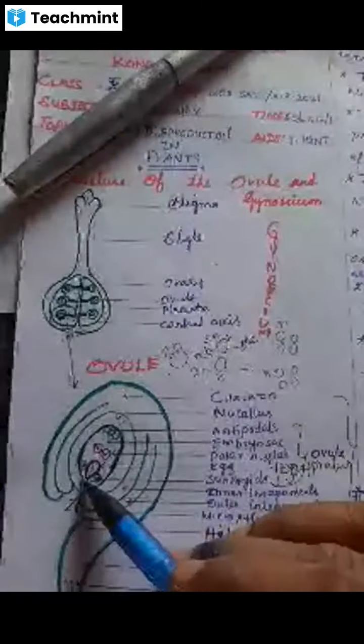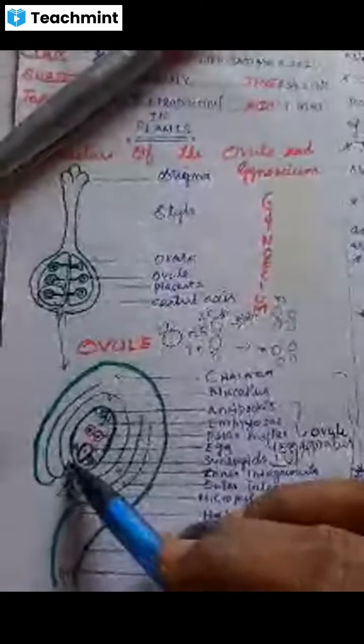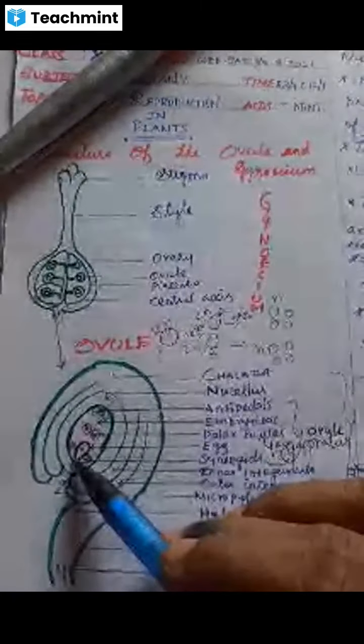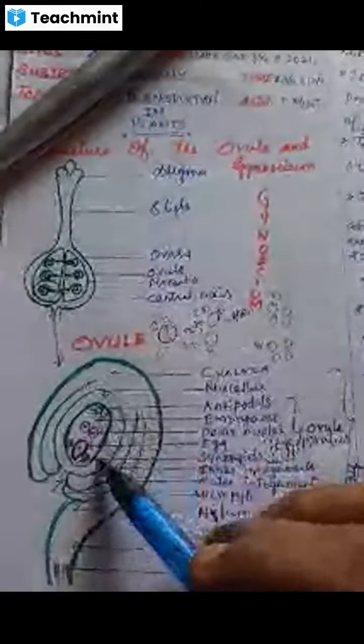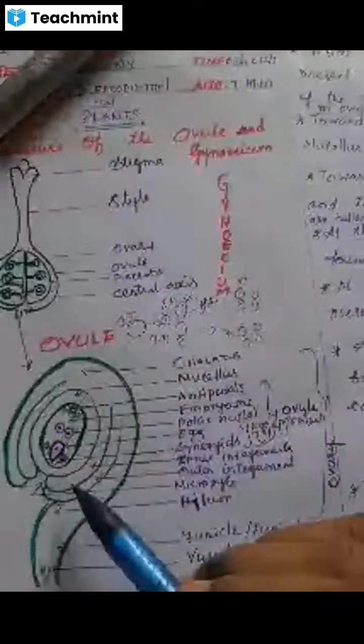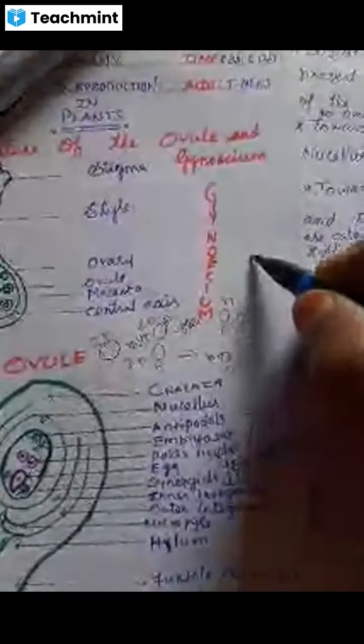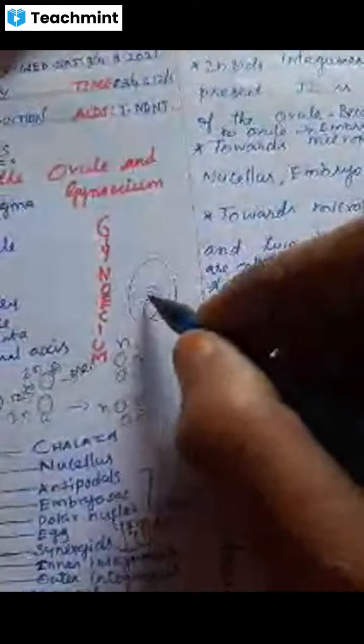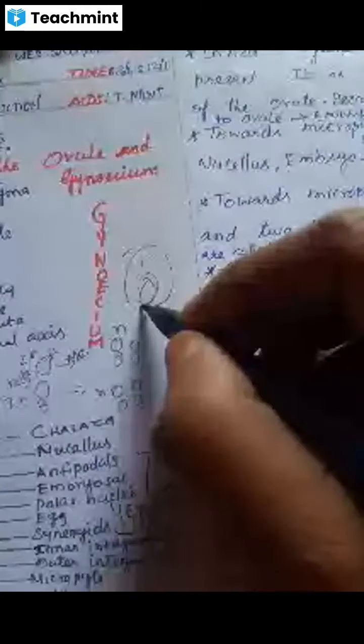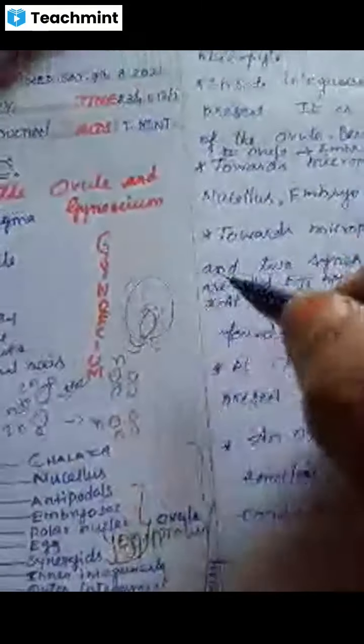Towards the micropylar region, the embryo sac is present. The rest of the part is filled by nucellus tissue. In the diagram, the embryo sac should be drawn in the micropylar region of the nucellus, and the remaining part is nucellus. This is the chalazal region where the integuments merge. Here the integuments leave the opening. Then, towards the micropylar region of the nucellus, the embryo sac is present.